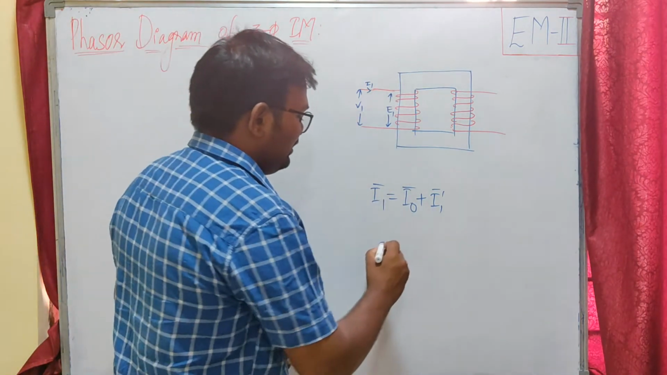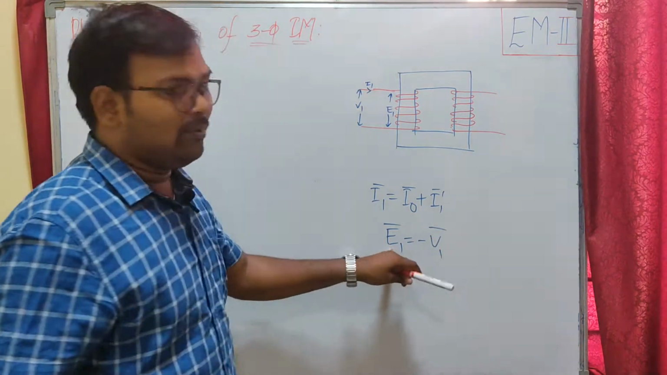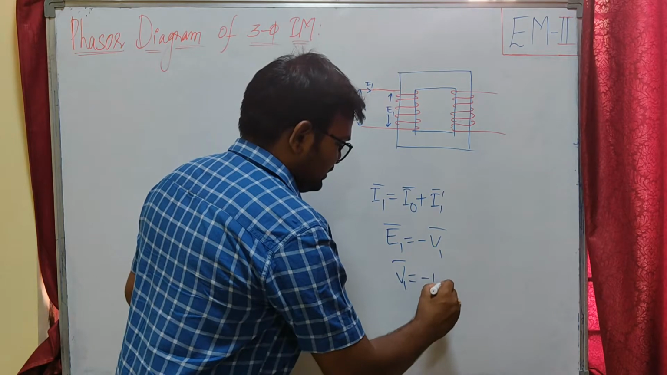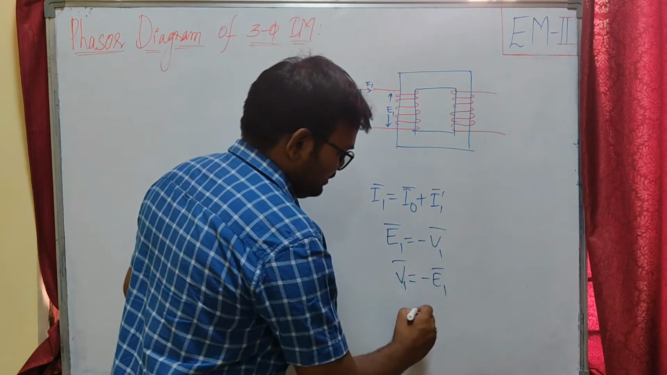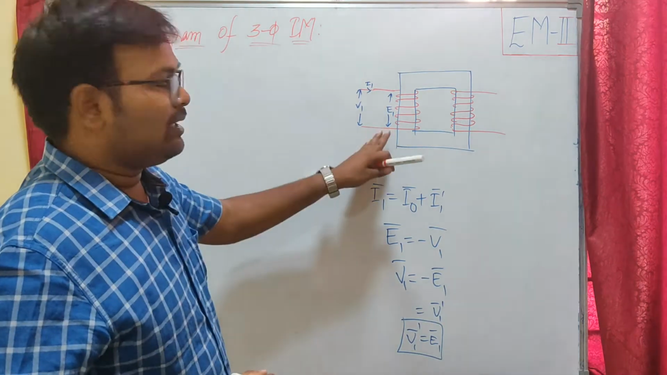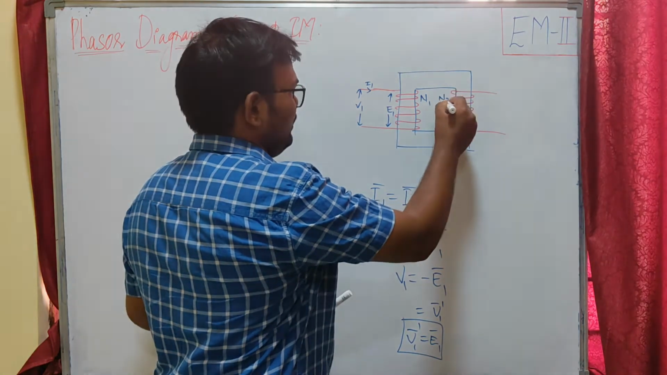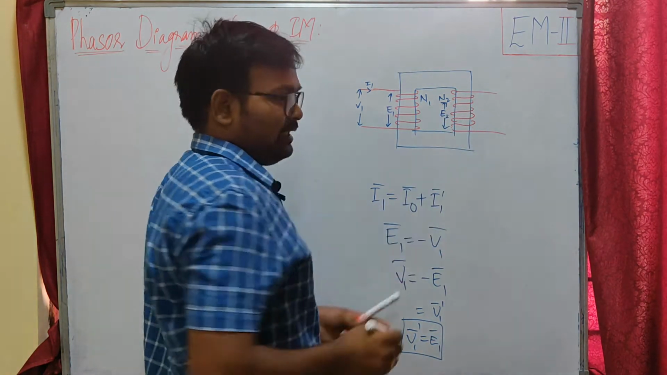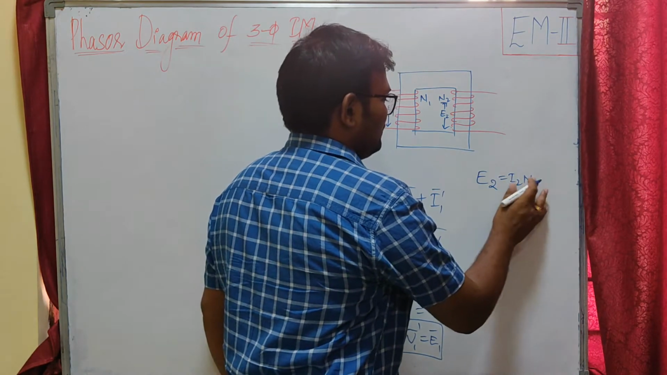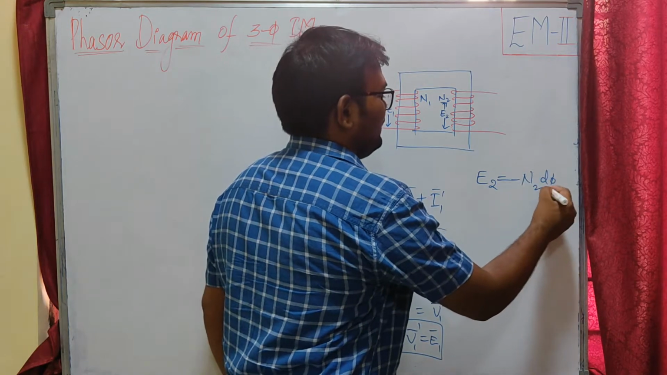That means E1 will be negative to V1. E1 tries to oppose the cause, that is V1. So that will be written as V1 bar equal to minus E1. So this is V1 bar dash. This is about our primary side. So what is happening on the secondary side? You will have an induced EMF on the secondary side also, that is E2, which is minus N2 d phi by dt.